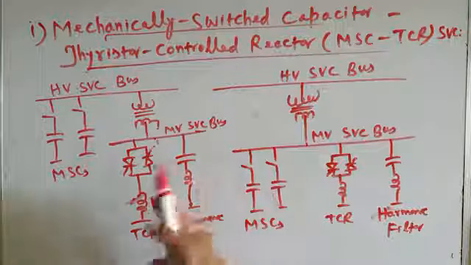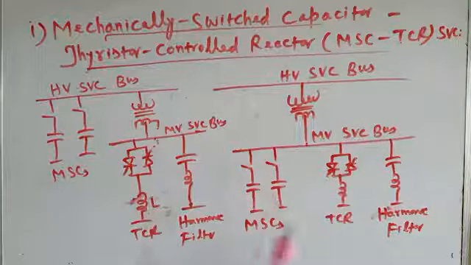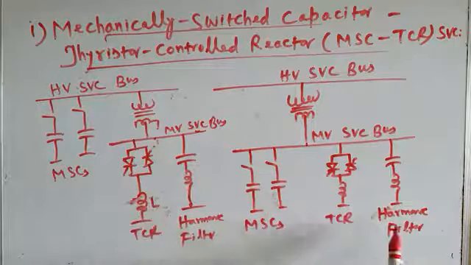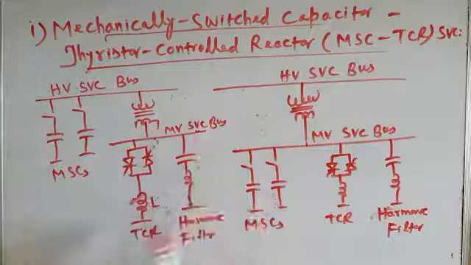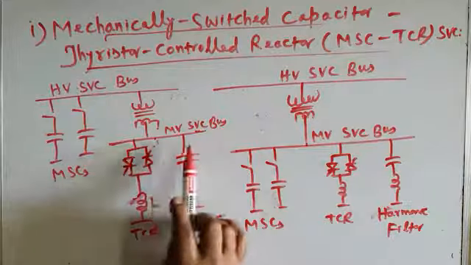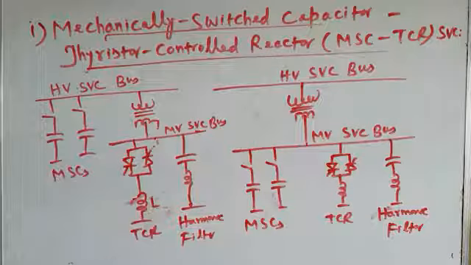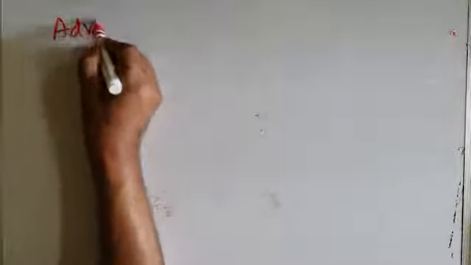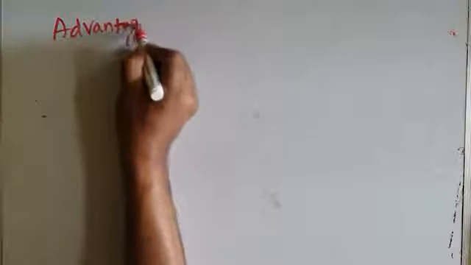Okay, so these are two different configurations of the MSC-TCR type SVC. In this configuration, all the components are connected to the medium voltage SVC bus, and in this configuration, the TCR and harmonic filters are connected to the medium voltage bus, but the MSCs are connected to the high voltage bus. Fine. Now, there are certain advantages offered by this MSC-TCR SVC over the TSC-TCR SVC. So let us first of all identify the advantages offered.